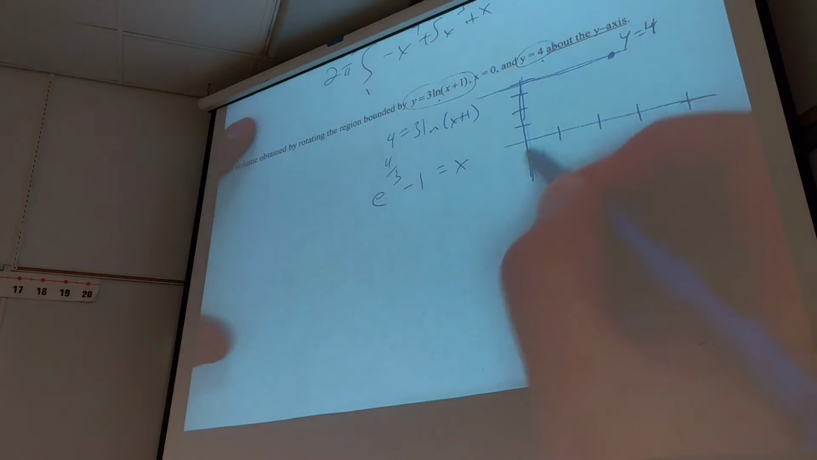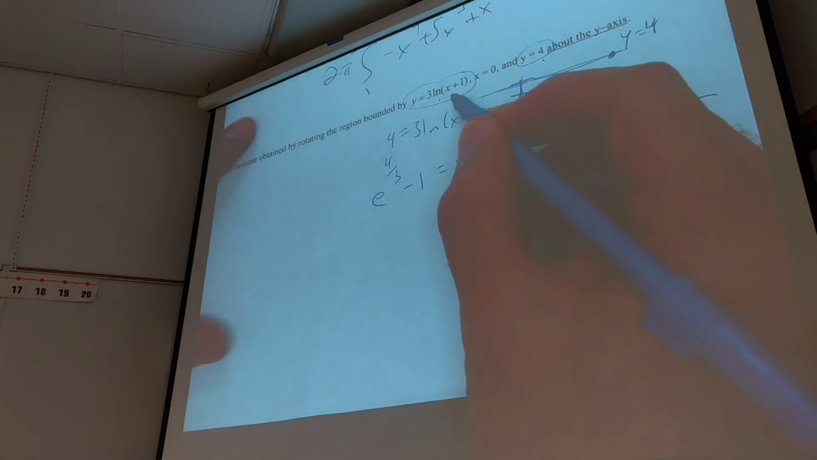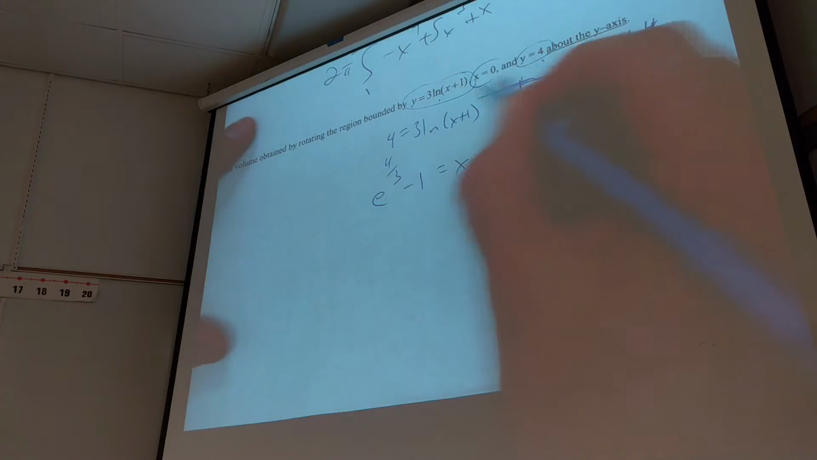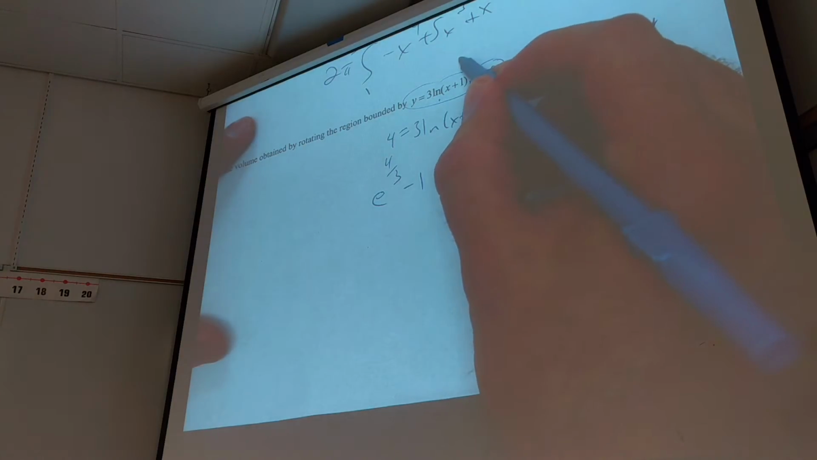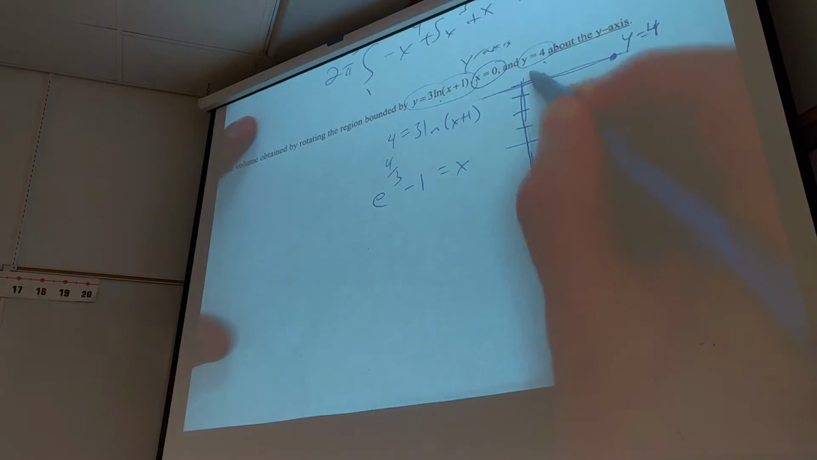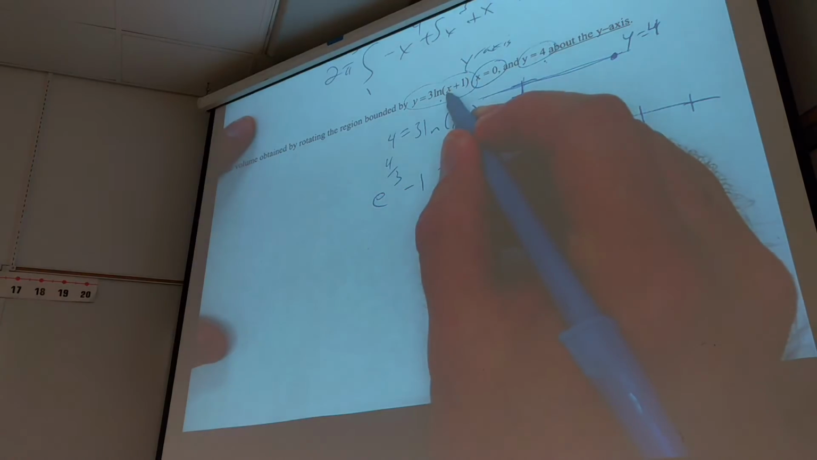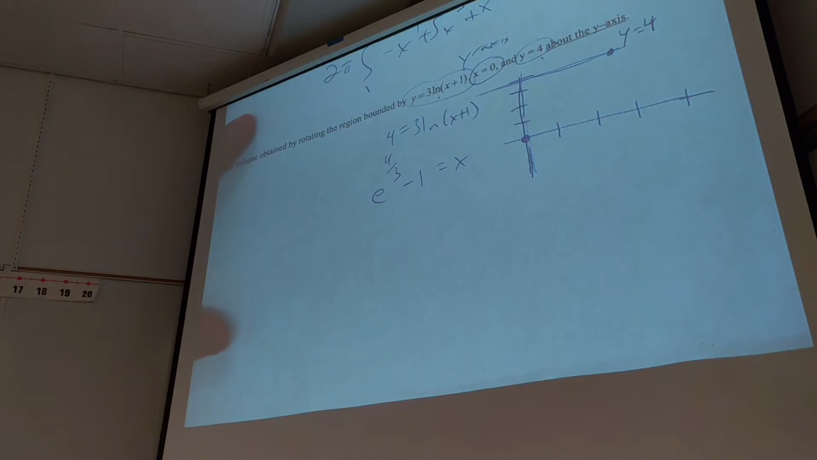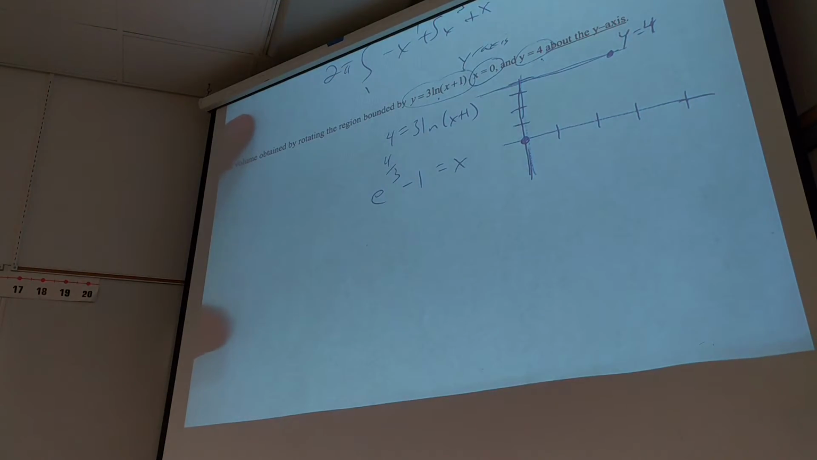Now when is it 0? What happens when x is 0? What did I say just a minute ago? X equals 0 is the what axis? Y axis. So when x is 0, I get 0. I like it. So that's 0, 0. Cool. And then I just have to fill in the middle what a natural log looks like.